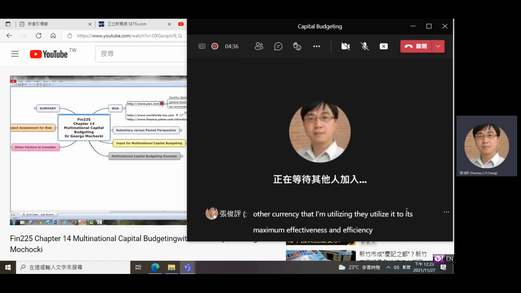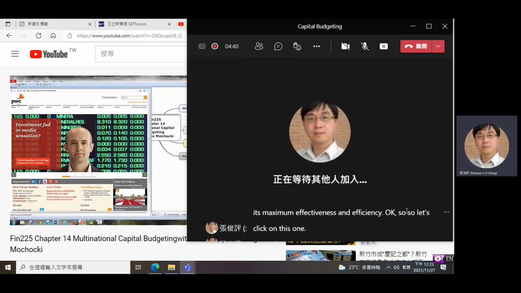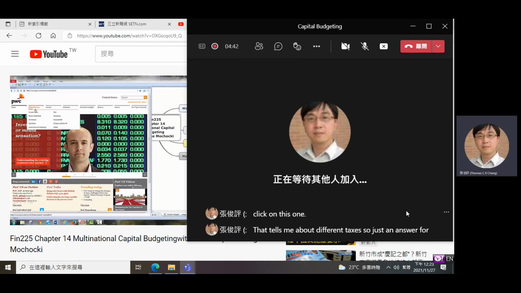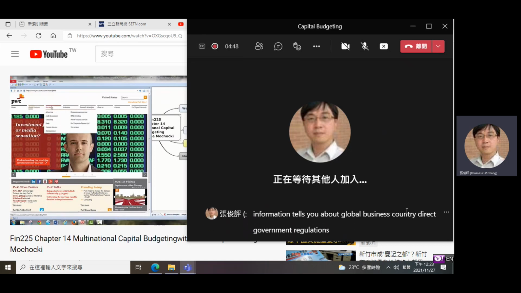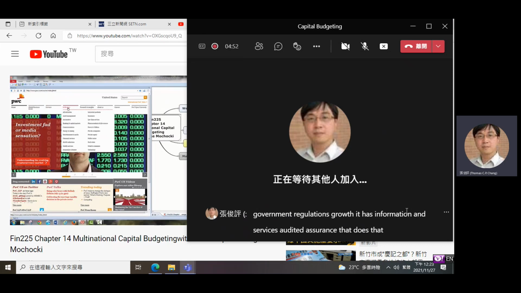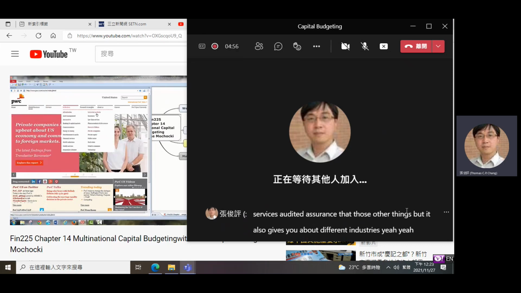Okay, so let's click on this one. It tells me about different taxes. It tells you about global business, country debt, governments, regulations, growth. It has information and services, audit and assurance. It also gives you information about different industries, such as power and utilities. So you find information on here on general business rules for that industry as a whole and the general tax environment.